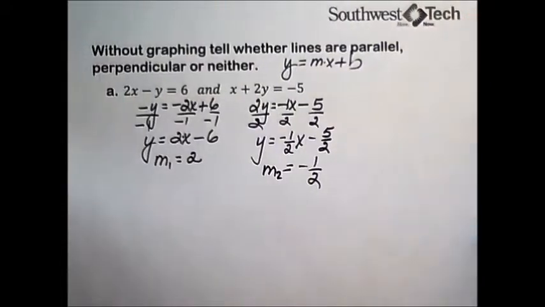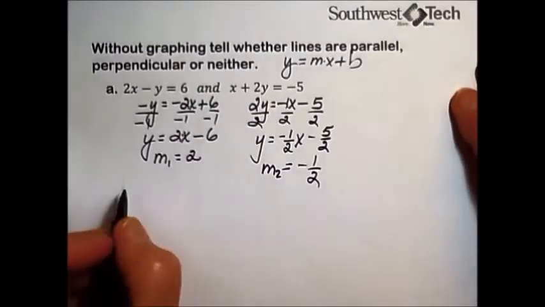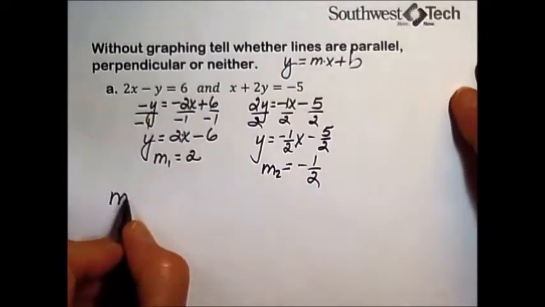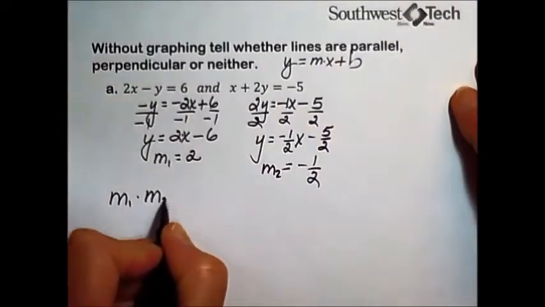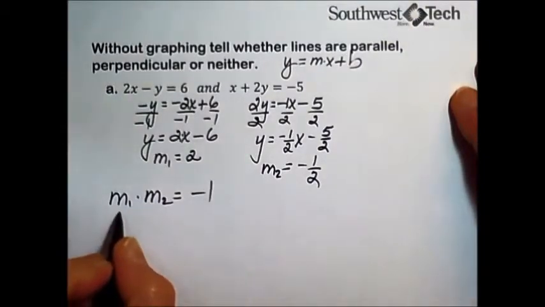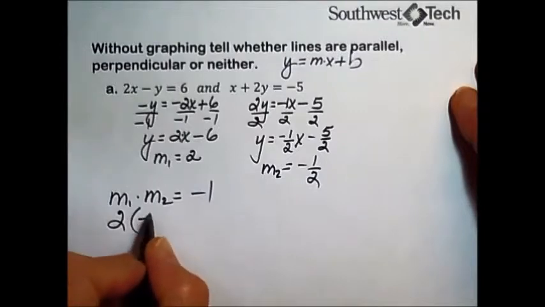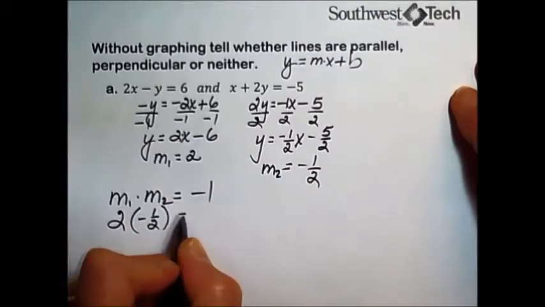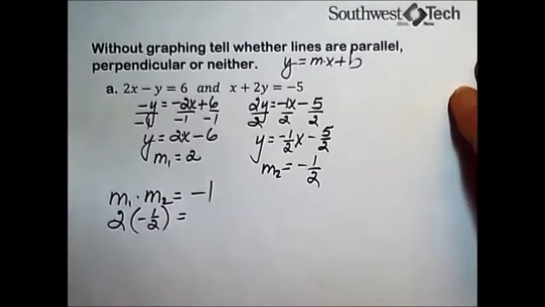Well, for them to be parallel, these would have to be the same slopes. That's not the case. For them to be perpendicular, the product of the slopes has to equal negative 1, and is that the case? 2 times negative 1/2, a positive times a negative, is a negative.